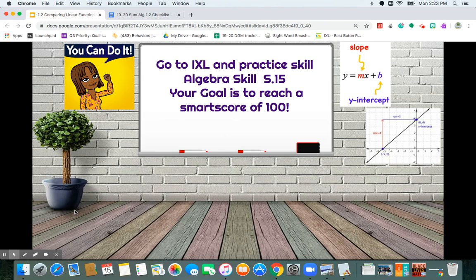All right, so now it's your turn to practice. You are going to practice skill S.15 on IXL. Remember, your goal is to reach a SmartScore of 100. Be really careful as you practice because the more questions you get wrong, the longer it's going to take for you to finish it. But if you take your time and you get the questions right back to back to back, you'll finish in no time.